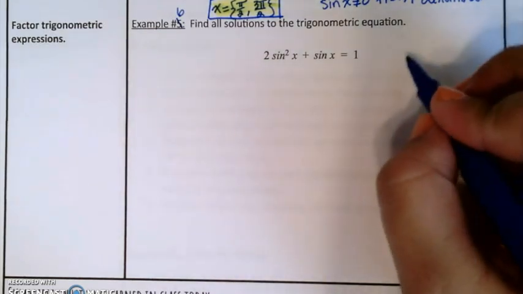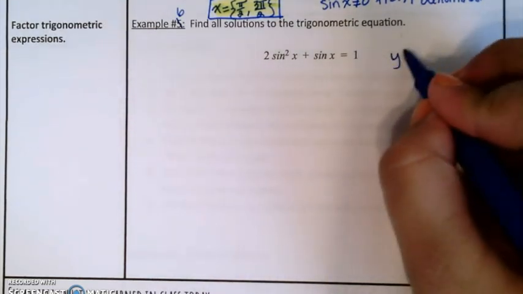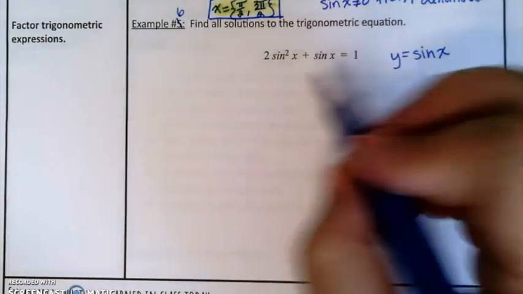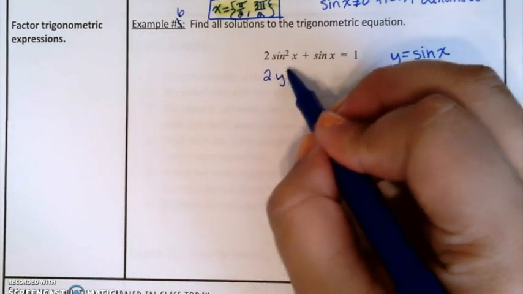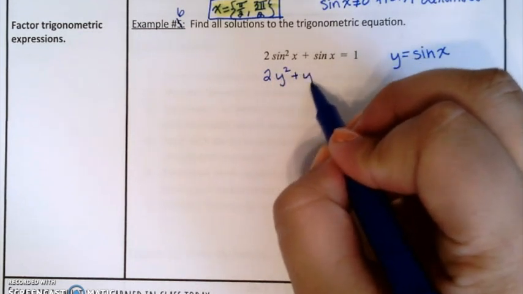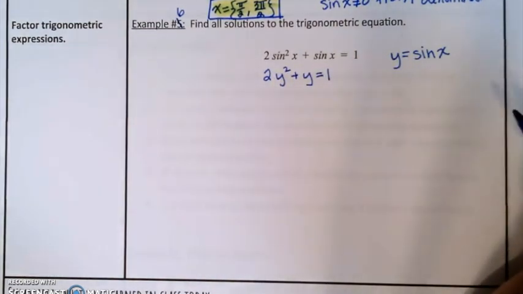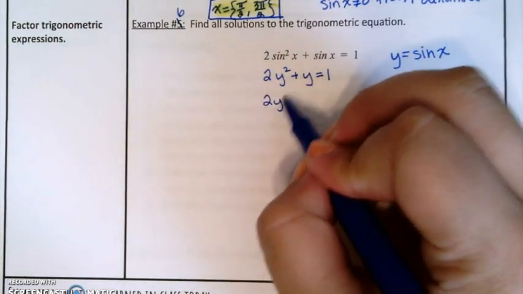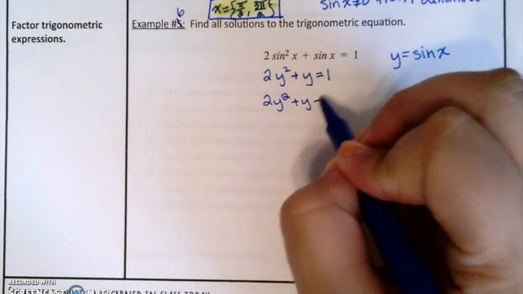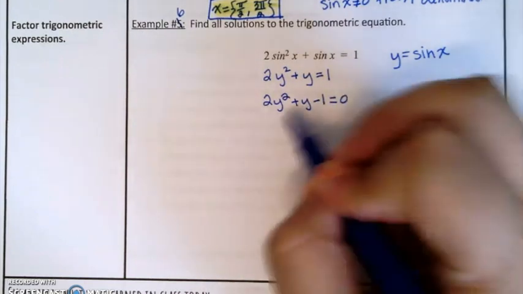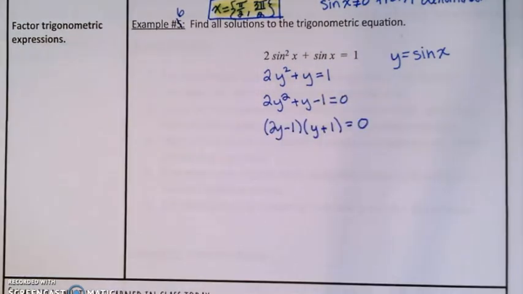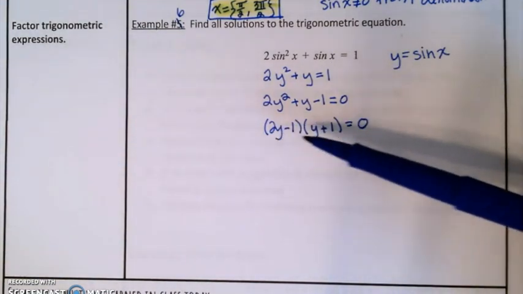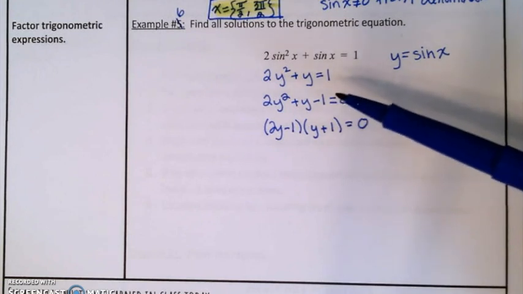So I can use substitution and say let y equal sine of x. And then I'll rewrite this equation: 2y squared plus y equals 1. Now solving for y, I can subtract the 1: 2y squared plus y minus 1 equals 0. Sorry about that, my camera cut out. But while it was out, all I did was factor the quadratic equation.